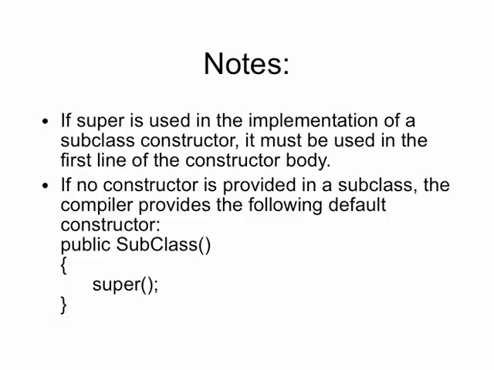If no constructor is provided in a subclass, the compiler provides the following default constructor. So we wouldn't see that. You could just know that that's in the background. It's kind of like an implicit parameter. You don't actually see that default constructor, but that's in effect what's happening.